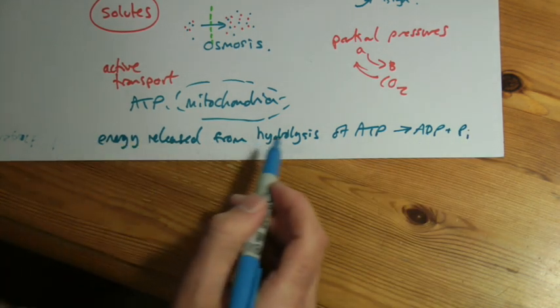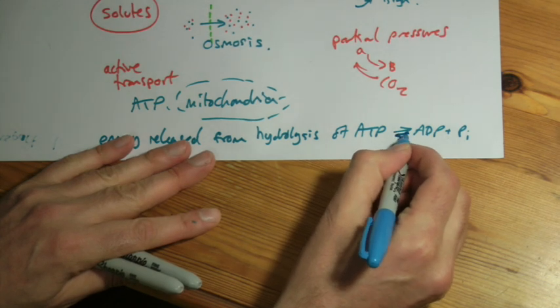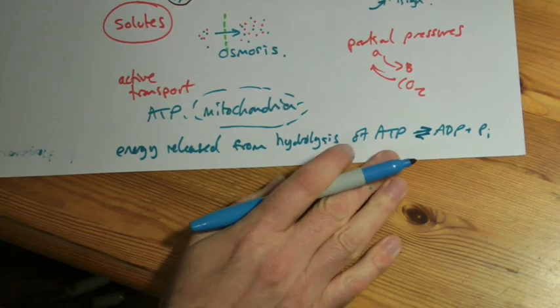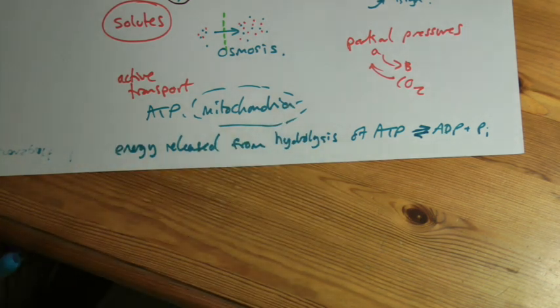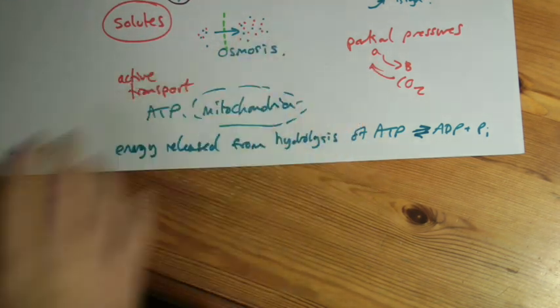And that's such a useful phrase to have. Energy released from hydrolysis of ATP, or requires energy from the hydrolysis of ATP to ADP plus inorganic phosphate. I should have made that a reversible arrow, really, shouldn't I? But because so many things require ATP, we can always be throwing that in. So we'll now start to look in a bit more detail at the processes of translocation and transpiration.